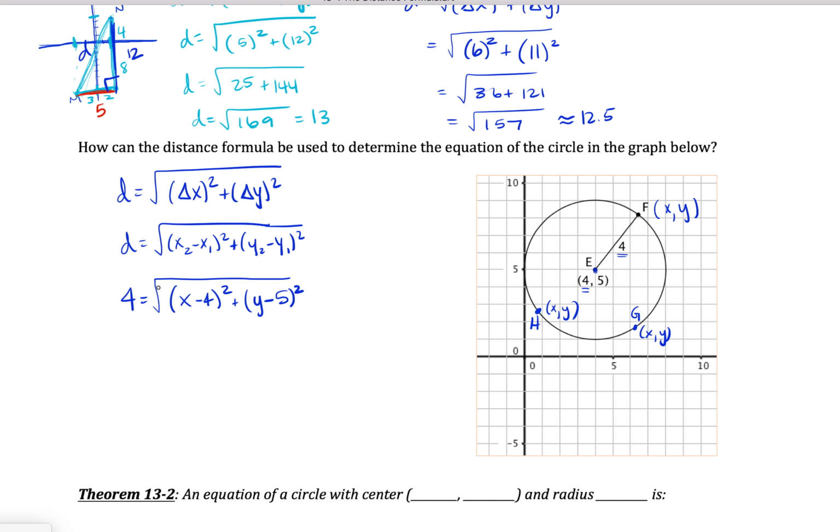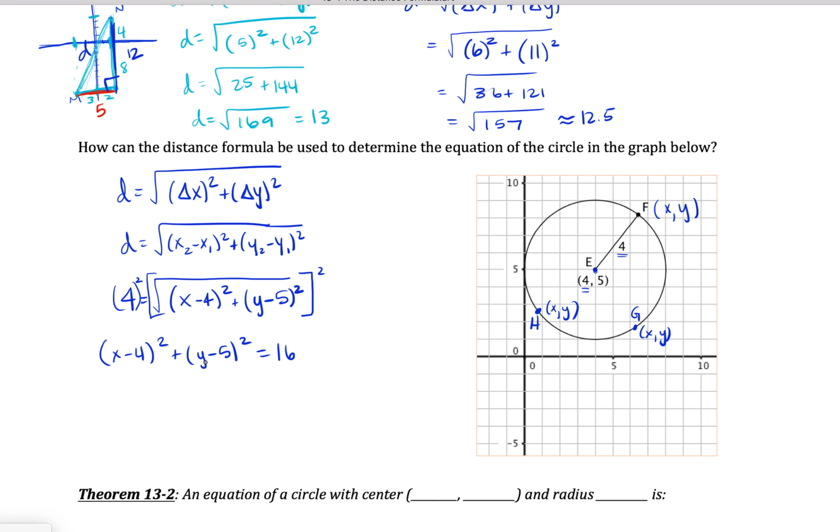But it looks kind of ugly because it's got this big square root in it. So what I'm going to do is I'm going to square both sides. I'm going to take this side and square it, and I'm going to take the 4 and square it. And I'm going to flip it around as well, so I'm going to change the two sides of the equation. So when I square the square root, they cancel each other out. And it leaves me x minus 4 squared plus y minus 5 squared equals 4 squared, which is 16.